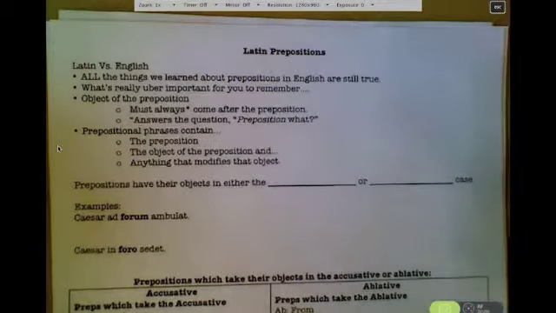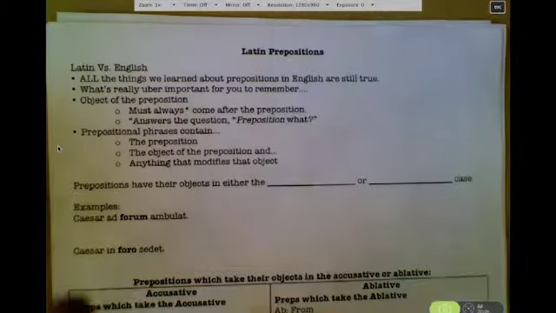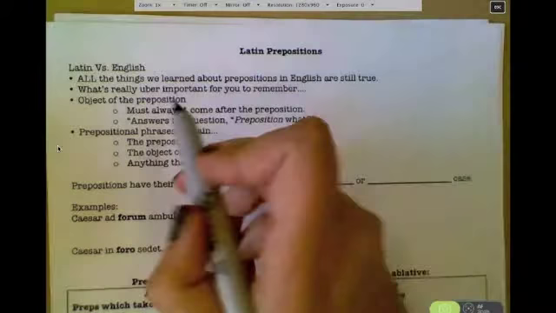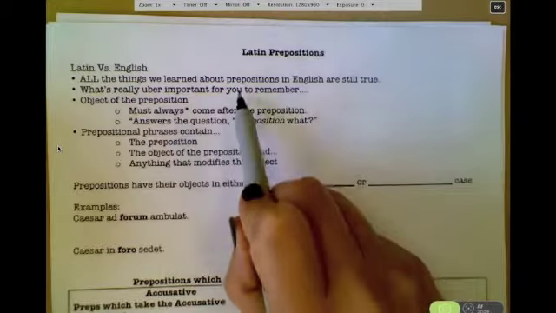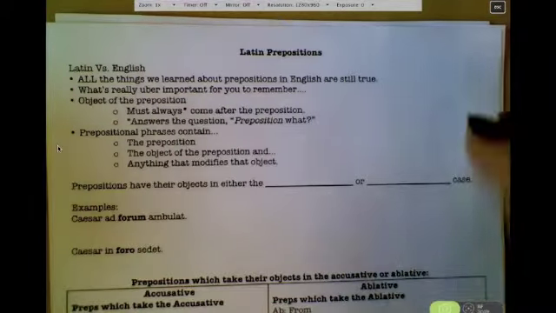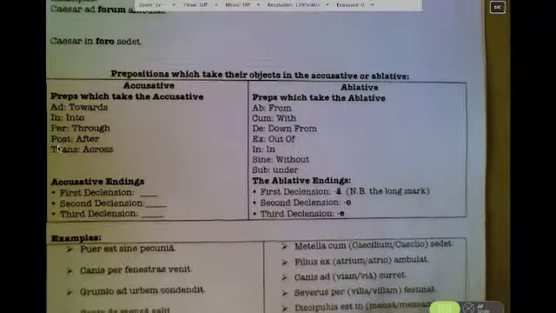So we are going to talk today about Latin prepositions. We've been talking for a while about English prepositions. So here's what's really important to know. All the things we learned about prepositions in English are still true. You don't have to unlearn any of that. We're just going to add all of this stuff about Latin.